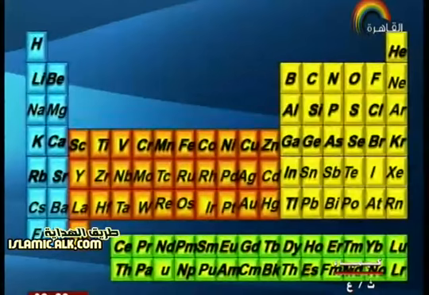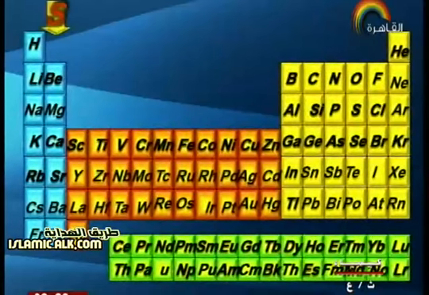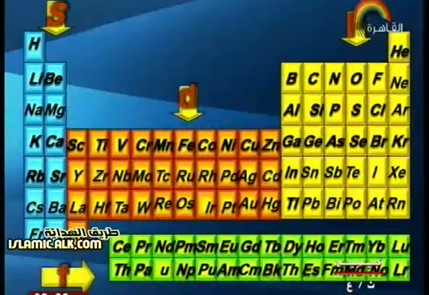The screen now shows the periodic table, which is called the long form periodic table, with the S block elements on the left side, P block elements on the right side, D block elements in the middle, and F block elements below the periodic table.